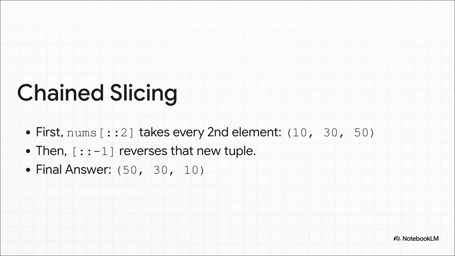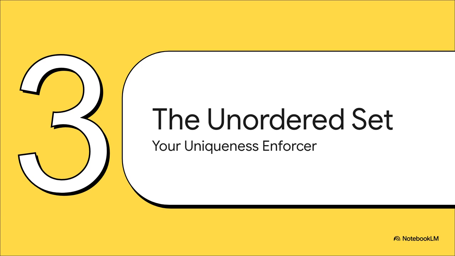So, it reverses 10, 30, 50 and gives us our final answer, 50, 30, 10. Pretty neat, huh? All right, so that's the tuple, our data guardian. But what about that other problem we mentioned? What if you need a collection where you only want unique items, and you couldn't care less about what order they're in? Well, for that job, we bring out our second secret weapon, the set.